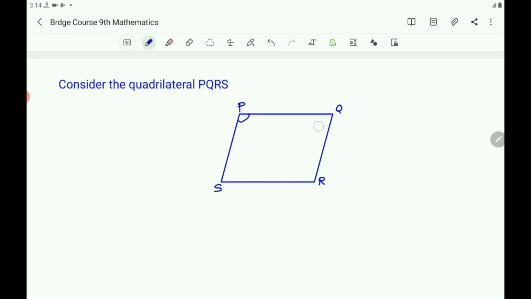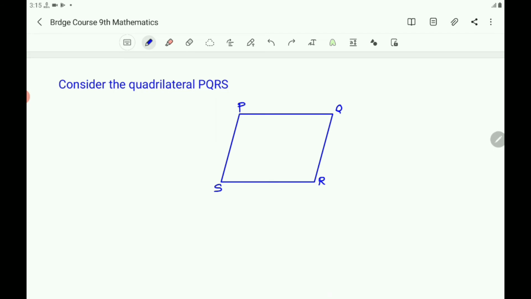Now about the angles. Consecutive angles. Here angle S and angle P, they are the 2 angles with a common side. So they are the consecutive angles. So angle P and angle S are the consecutive angles. Angle S and angle R are the consecutive angles. Angle R and angle Q are the consecutive angles. And angle Q and angle P are the consecutive angles. These are the 4 pairs of consecutive angles or adjacent angles also you can say.